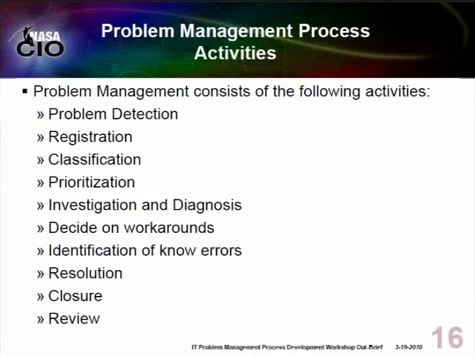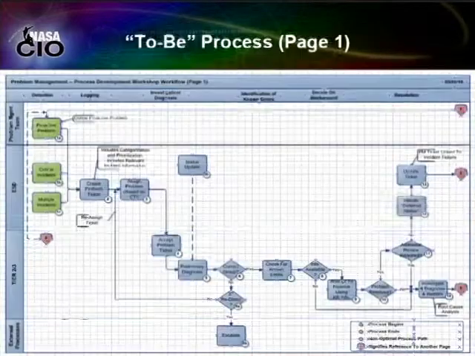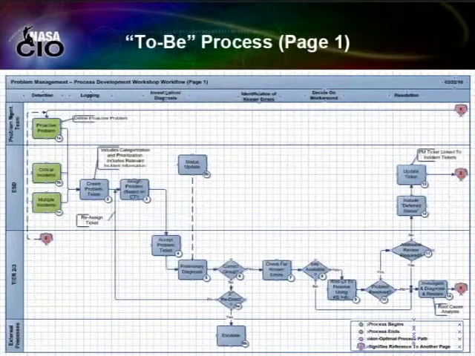So I'm going to skip this and come back. Well, let's just stay with this, because these are the key activities that Dan's going to go in great detail with. Just to block these up, these will be going across the top. Problem detection was the first step. Registration or ticket logging. Classification, prioritization, investigation and diagnosis, decide on the workarounds, identification of known errors, resolution, closure, and review. And again, Dan's going to go through these in detail now.